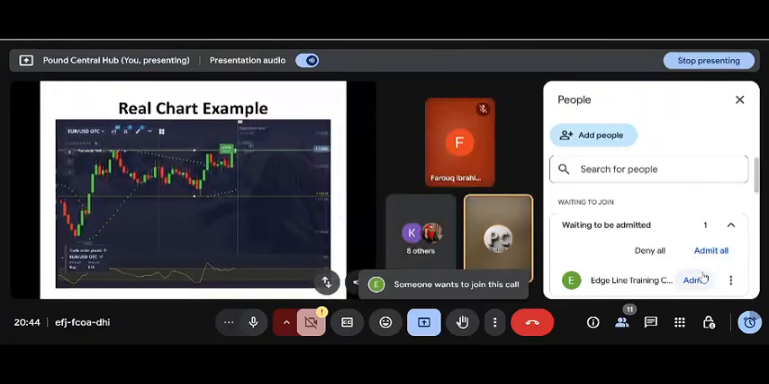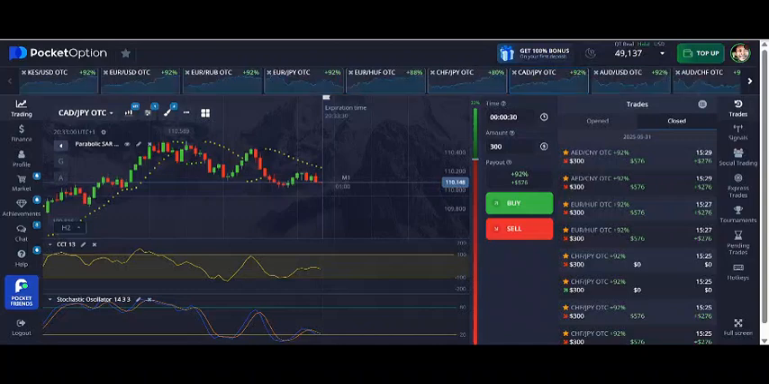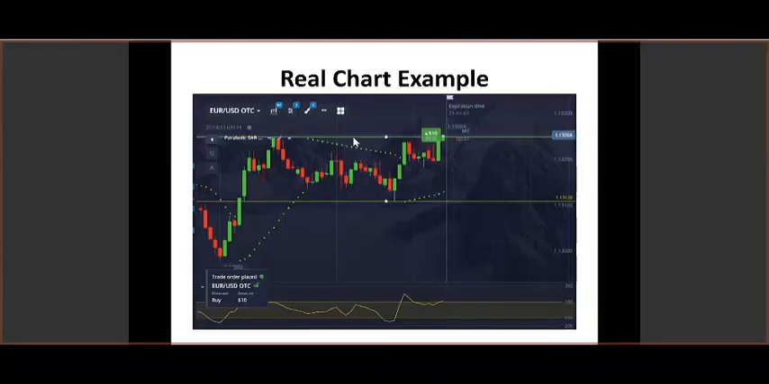And then this other line up here is called the resistance zone. This is support and this is resistance. So if you observe, you can see what's happening in between the support and the resistance zone. The candlesticks are just bouncing.